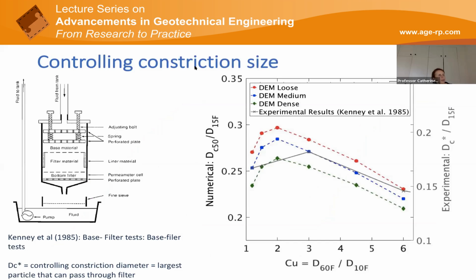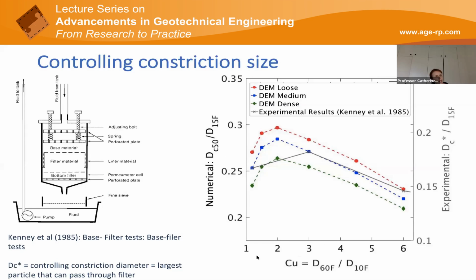There is this idea of a controlling constriction size that Kenny defined. Kenny did some very good work on filters from a soil mechanics perspective in Canada in the 1980s. And he did a lot of experiments where he looked at how much of a base material with a given particle size distribution would move through a filter. And he said the largest particle of this base material that gets through must be close to the constriction size that controls the passage of material through the filter.